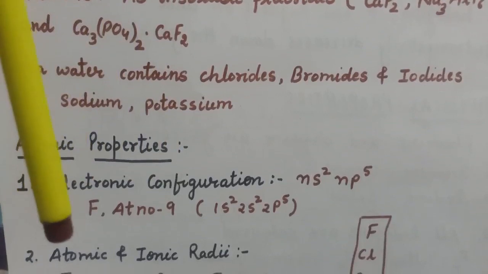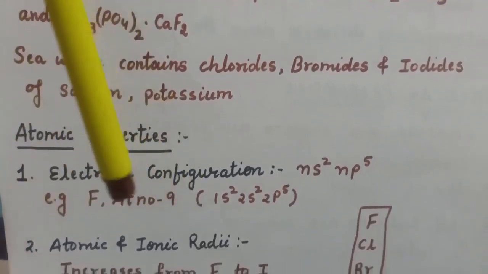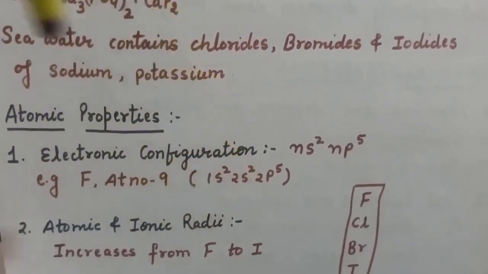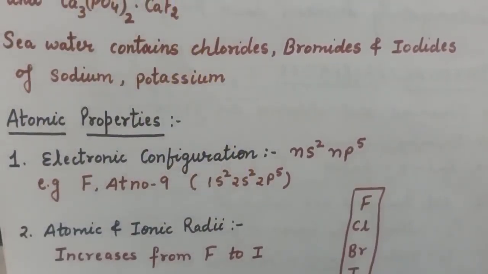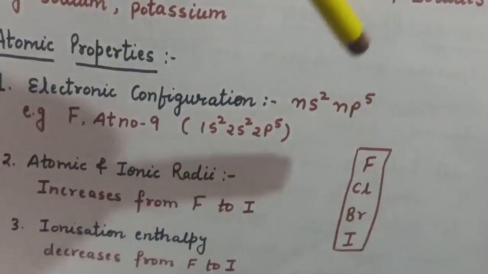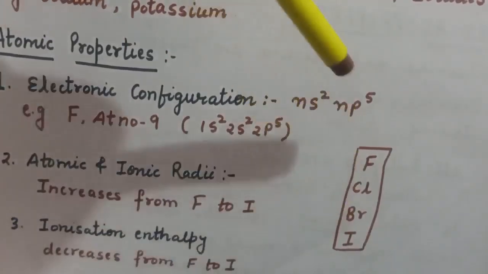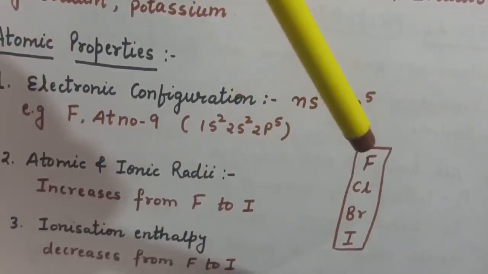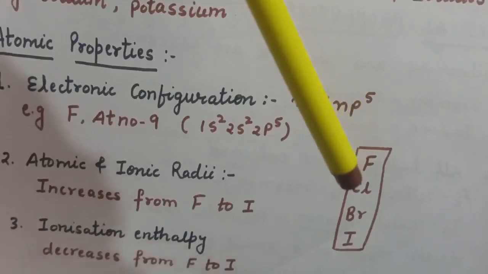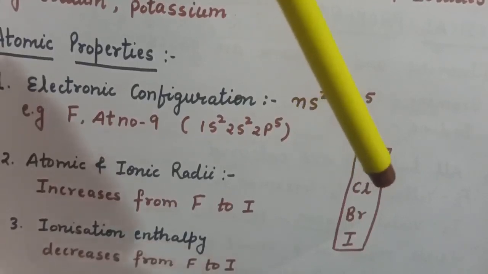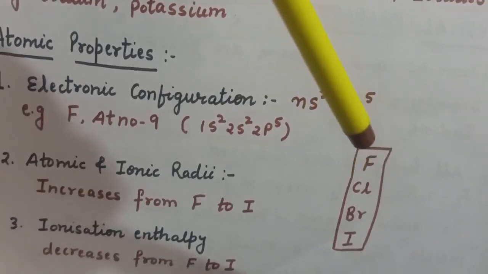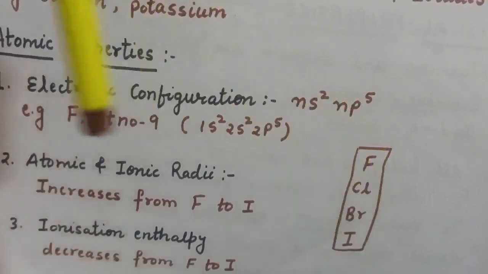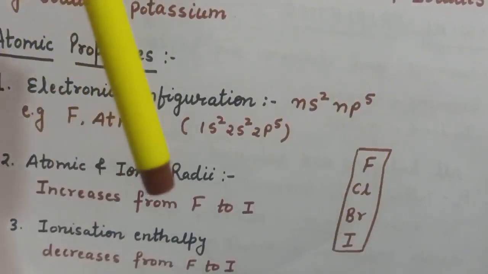Next property is atomic and ionic radii. So when we move from fluorine to iodine, atomic radii increases, and the reason for increase in atomic radii is that when we move from fluorine to iodine, the number of shells increases. That is, in fluorine we have n equals 2 as the outermost shell. When we move to chlorine, n equals 3 becomes the outermost shell. So when we move from fluorine to iodine, addition of shell takes place, and that is why atomic radii increases from fluorine to iodine.